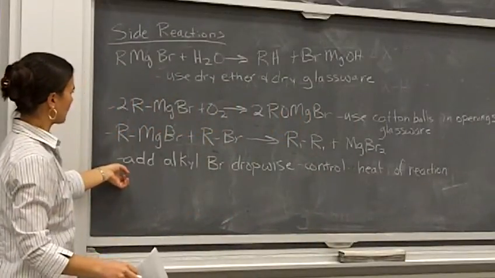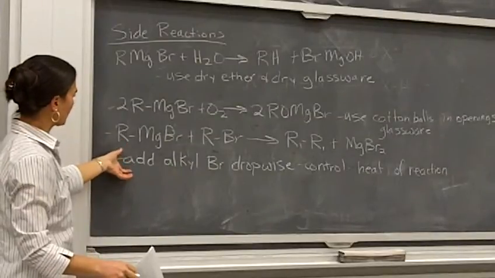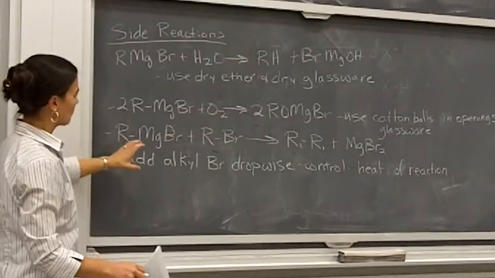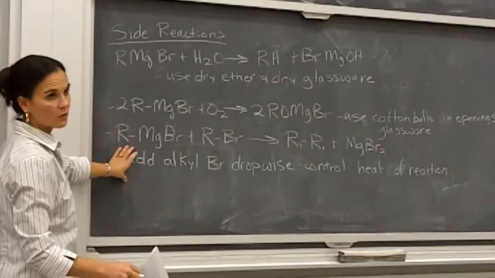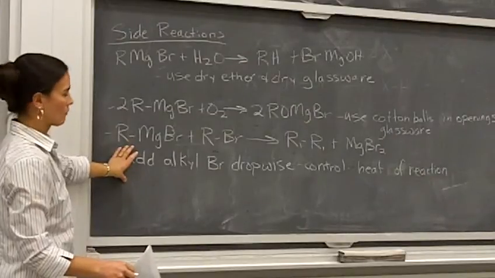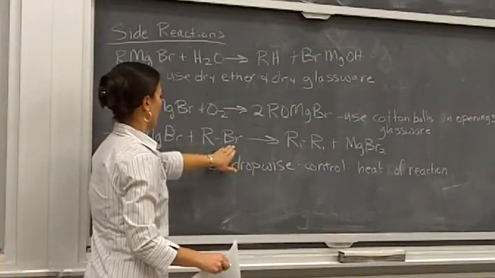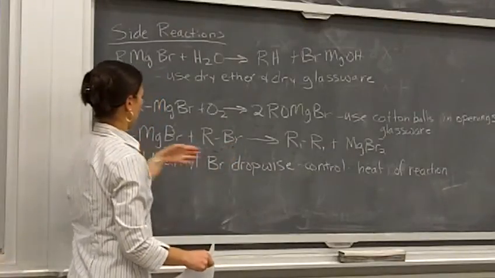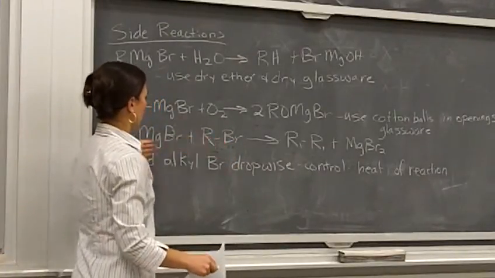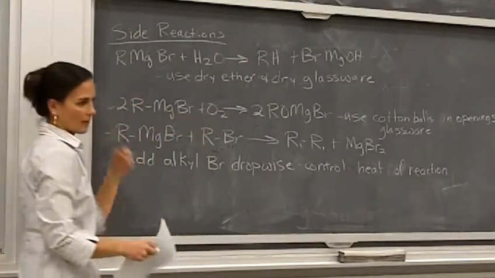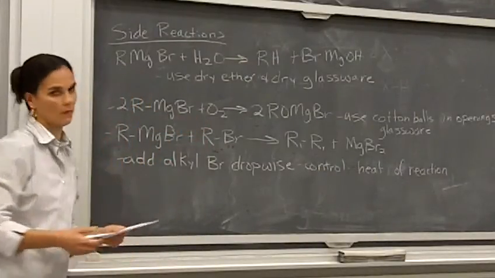And even when it isn't getting super hot, you still want to add it dropwise, okay? So that we don't get too much of this in the presence of our Grignard reagent, so that they want to react with each other instead of going on and reacting with what magnesium is left.